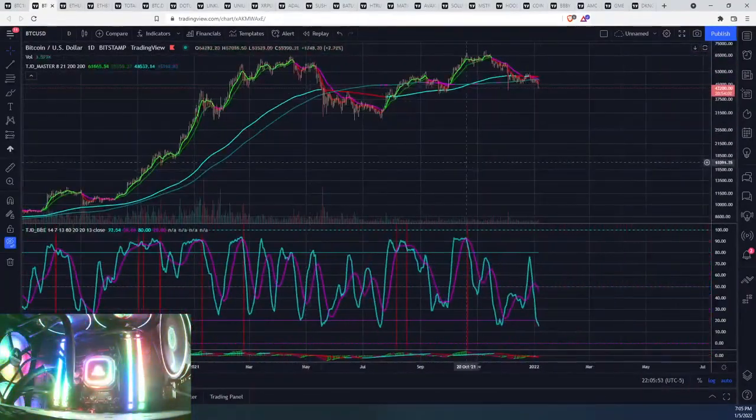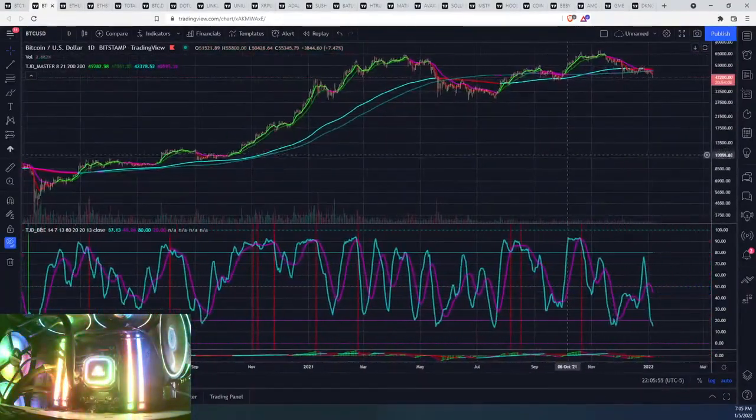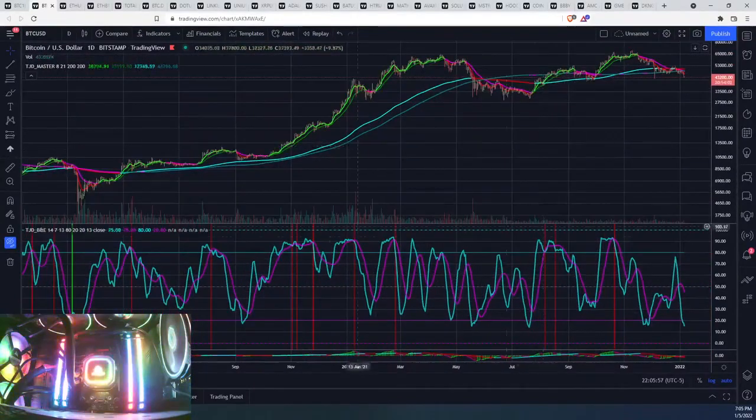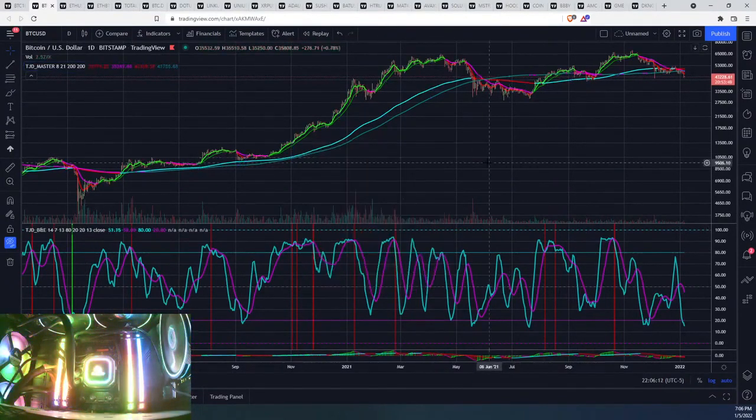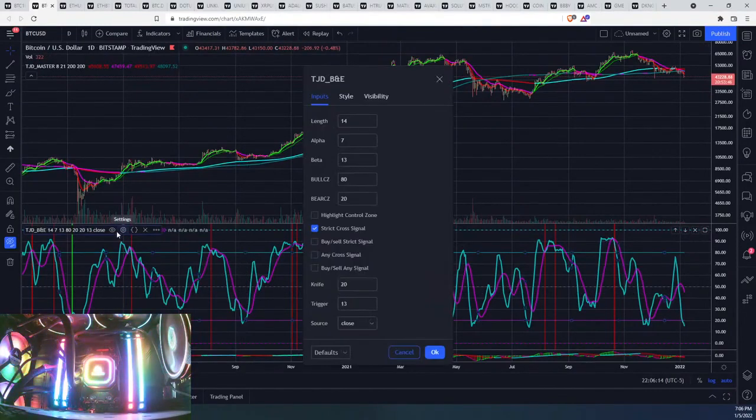So we'll go all the way back to present. And then again, we have no crosses on this in the bullish control zone, except for way back here, like Rona action, which was at like 9,000. So still did okay on that one, but you got no more signals since then. So let's go over to our settings here. And now again, the strict cross signal, we also have the buy and sell strict signal, which is the exact same thing. So we can turn off the strict cross.